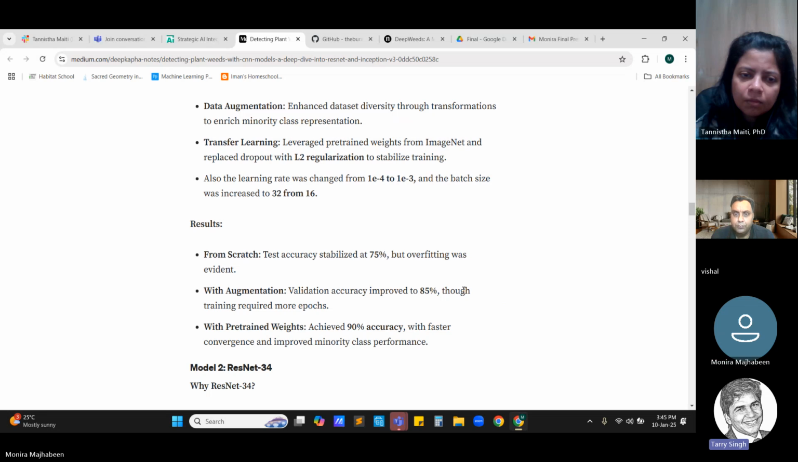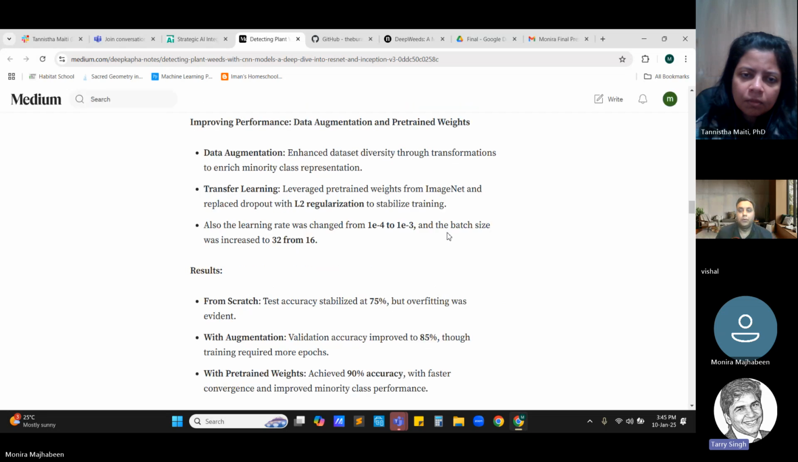Let me stop you here. When you say data augmentation, can you tell me one or two different techniques you used to augment the data? We did some flipping and rotation. Horizontal flipping, yes, and then scaling. Okay.